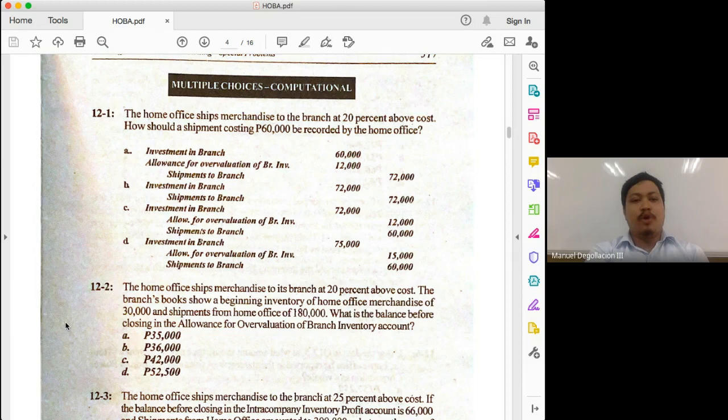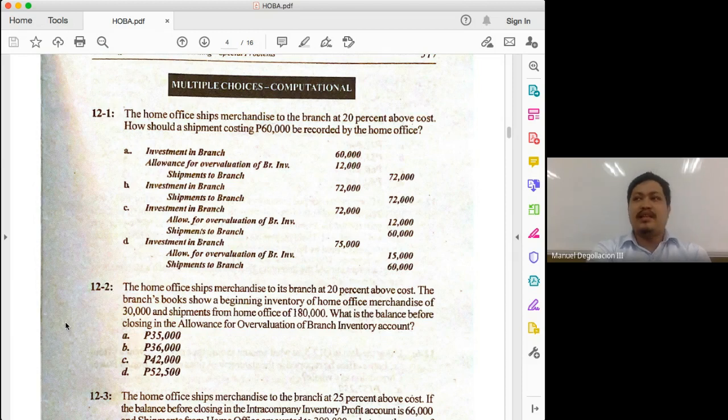So our issue now is as to the amount. As to the credit to your allowance, class, you will just have to determine how much is the markup on the inventories that were transferred. Okay. And what does the problem tell us? That the cost of the shipment is 60,000.